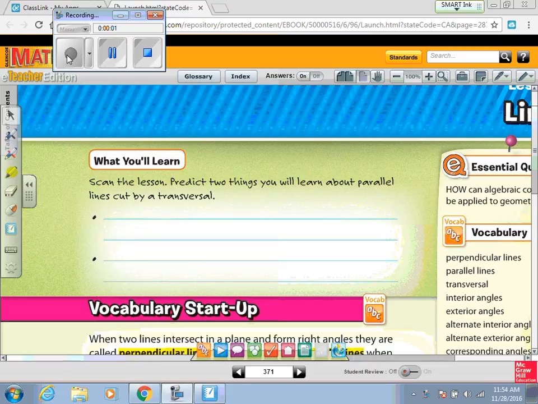So beginning with lesson 1, we're going to start talking about lines. There are different angle relationships that are formed when you take two parallel lines and you go across them with a transversal. That's one thing we're going to talk about. We're going to talk about the relationships of those angles, and then you can also use the angle relationships to find missing angles.